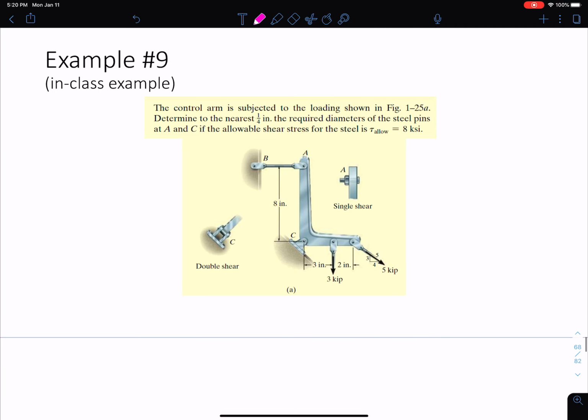Okay, so let's do this example. We have a control arm that's subjected to the loading shown, and we want to determine to the nearest quarter of an inch the required diameter of the steel pins at point A and C if the allowable shear stress for the steel is given. So this is a little different. The problem is providing us with the allowable shear stress here.